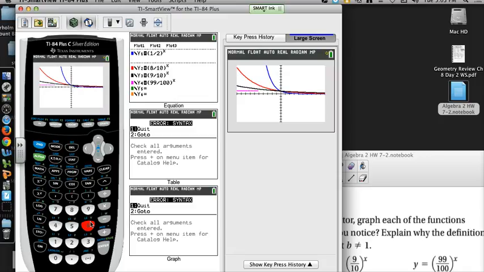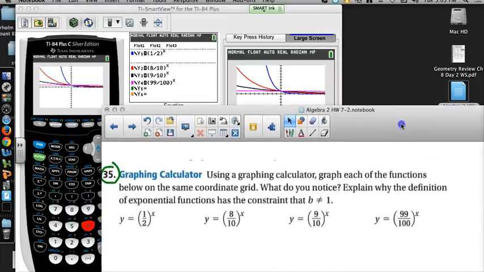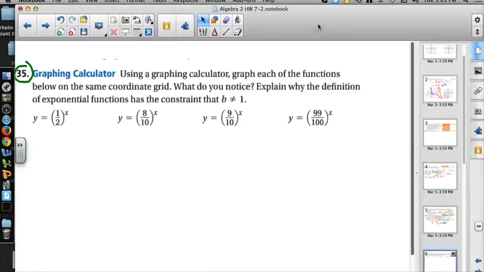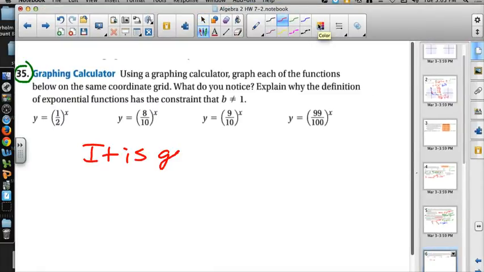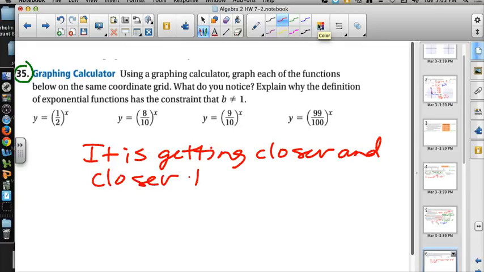And there is the 99/100. And what we can see is this is getting closer and closer to a horizontal line. And there's nothing exponential about a horizontal line. So it says, what do we notice? It is getting closer and closer to y equals, well, it's eventually going to become y equals 1, so we might as well write down that it's going to be closer and closer to y equals 1.